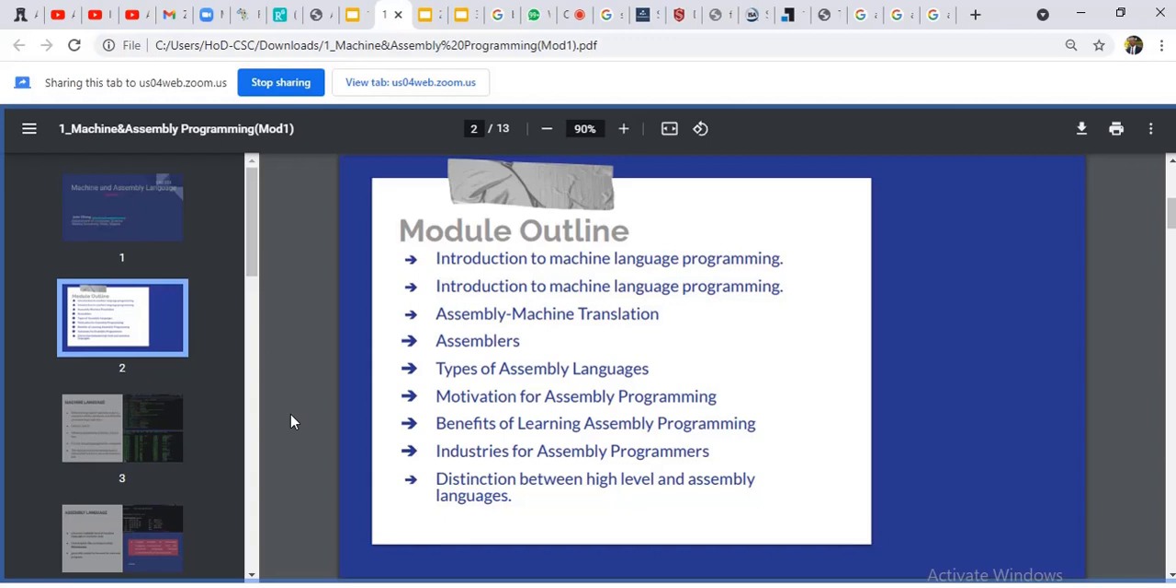So we'll begin with introduction to machine language programming. The second bullet point is supposed to be introduction to assembly programming, so pardon my error. So we'll look at introduction to machine language programming, introduction to assembly language programming, and then assembly to machine translation, assemblers, types of assembly languages, motivation for assembly programming, benefits of learning assembly programming, industries where assembly programmers are being hired, and then we'll close today with the distinction between a high level program and assembly language program.